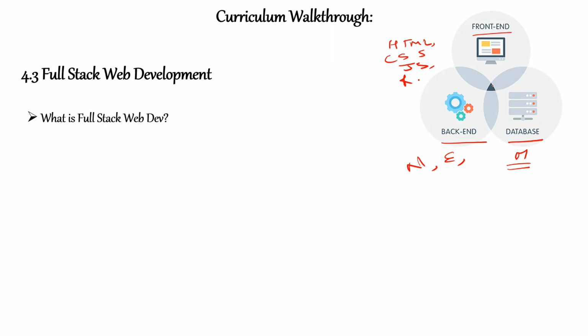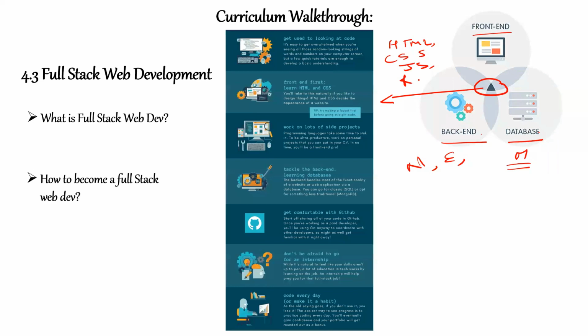So what is full stack? This small section that you're seeing, this small section is full stack: a person who has knowledge of front end, back end, and databases. So this is your full stack. How to become a full stack web developer? Very important question. We would be covering every aspect of it. How to become? A very brief overview.